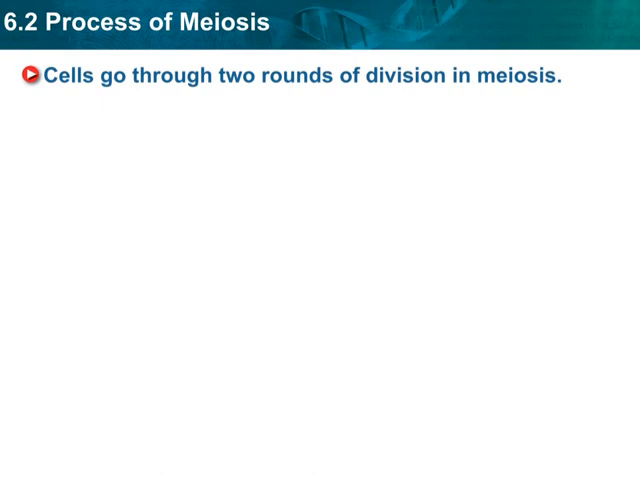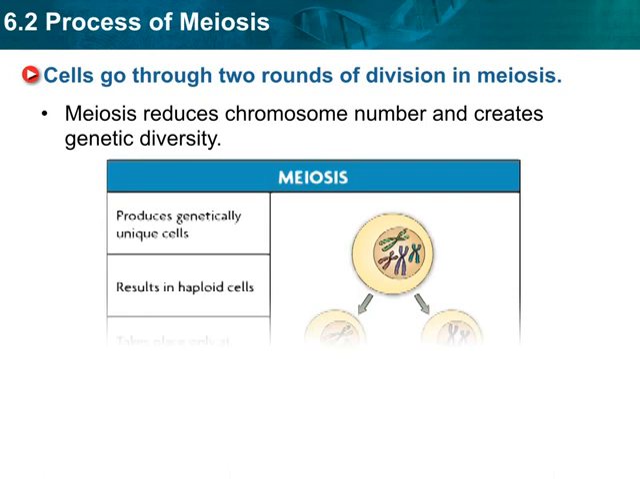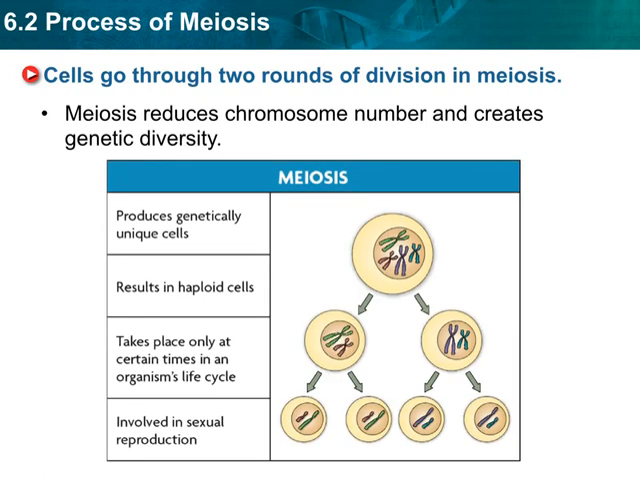In the process of meiosis, cells go through two rounds of cell division. Meiosis reduces the chromosome number and creates genetic diversity. Meiosis produces genetically unique cells, not identical like mitosis, but unique, different cells, results in the haploid number, and takes place only at certain times of the cell's life cycle, and it's the process that involves preparation for sexual reproduction.